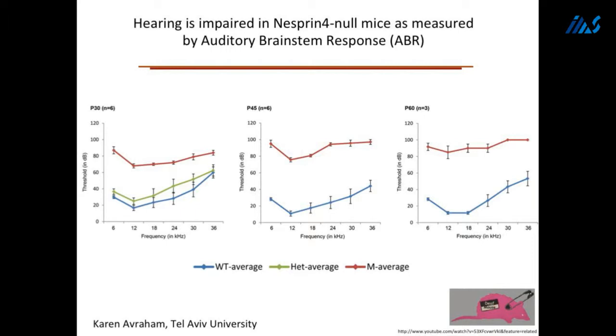So we have deaf mice, and I've put this deaf mouse logo here for Ivan, because it's a punk rock band from Prague, which I thought you might appreciate.